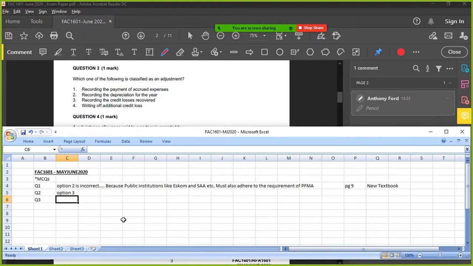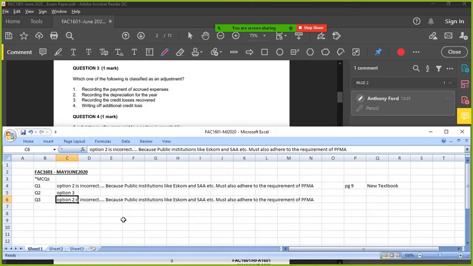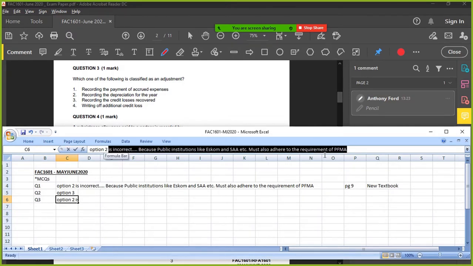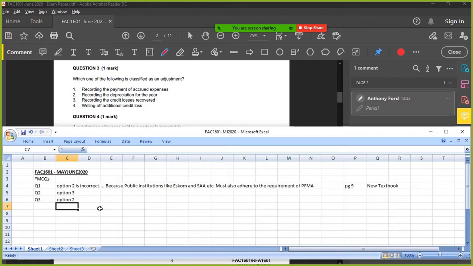An adjustment means a year-end adjustment. Yes, I got 1. Ooh, no, option 2. Really? Why depreciation? Depreciation is an adjustment. But so is an accrued expense. We did that under adjustments. No, when you provide for an accrued expense, not when you pay for the accrued expense.